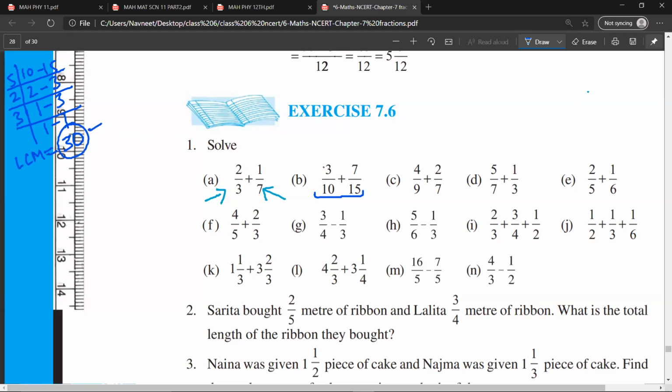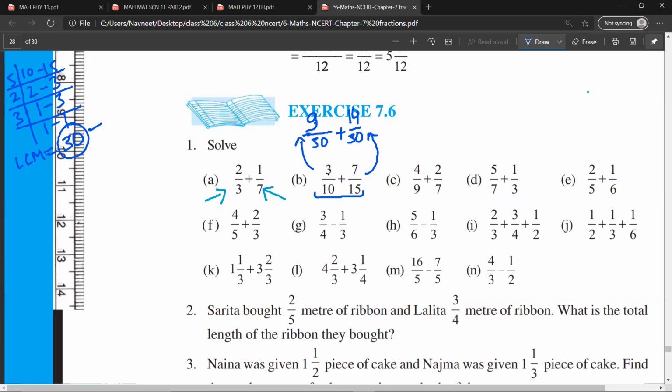So I have to write 3 by 10 as a fraction whose denominator is 30. And I have to write 7 by 15 again as a fraction whose denominator is 30. So what should I write here? Nine by 30 and 14 by 30. Perfect.